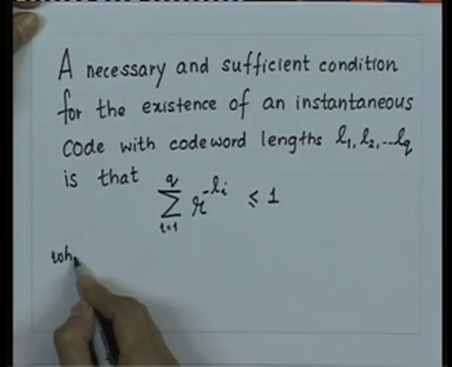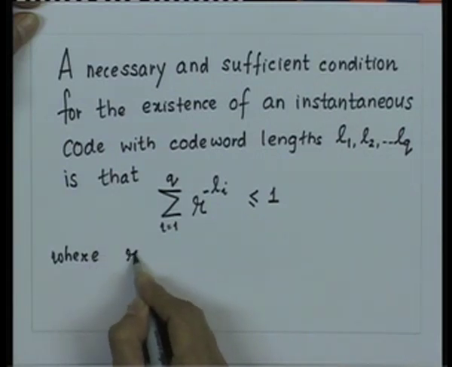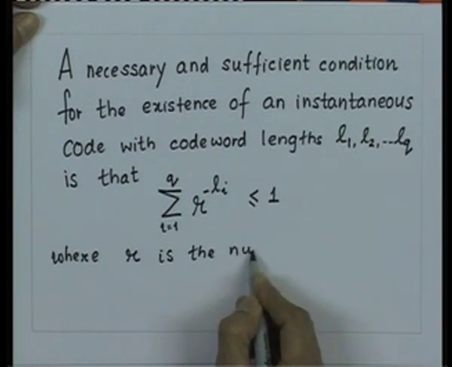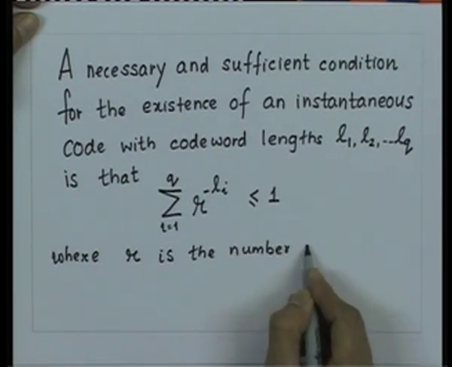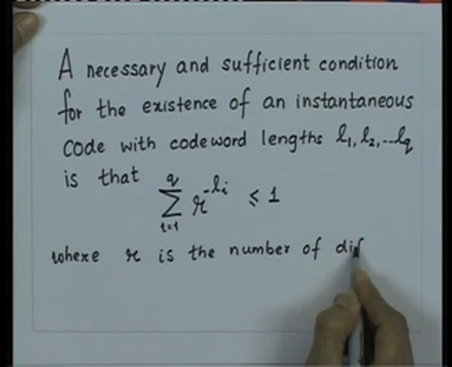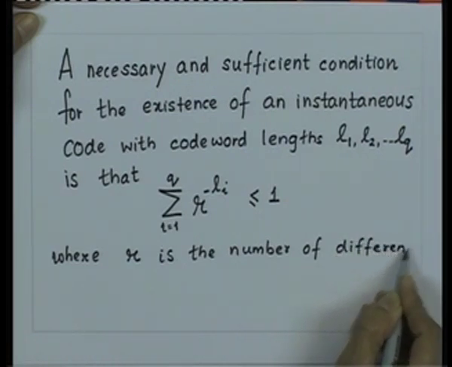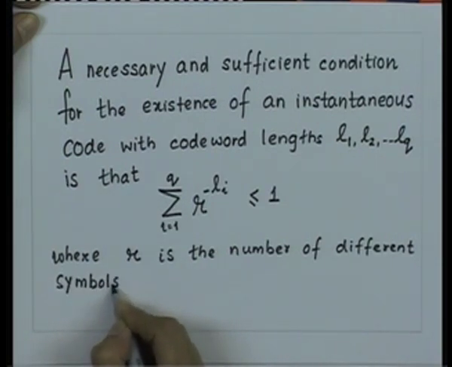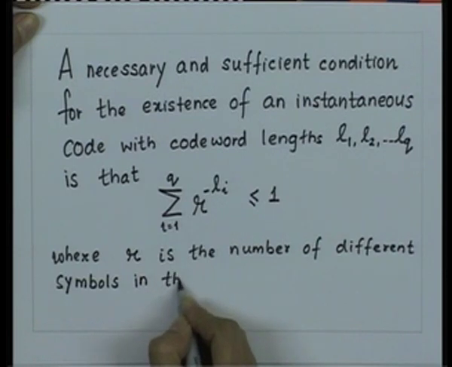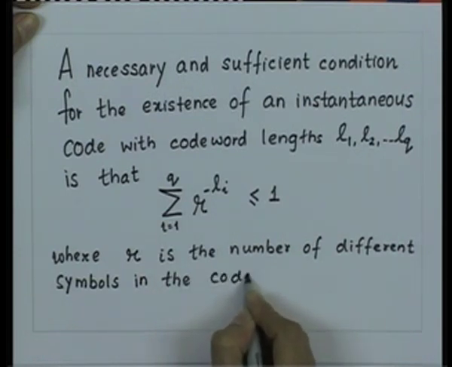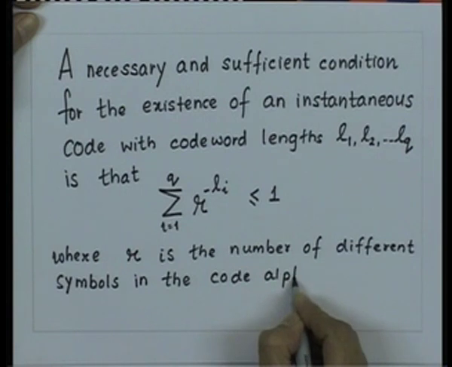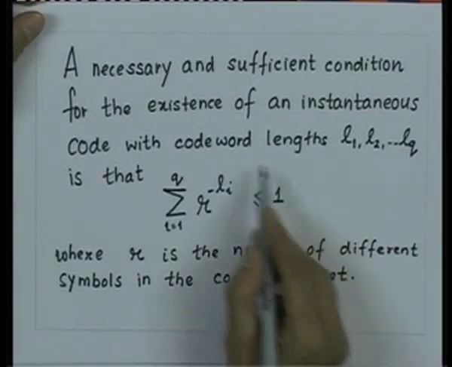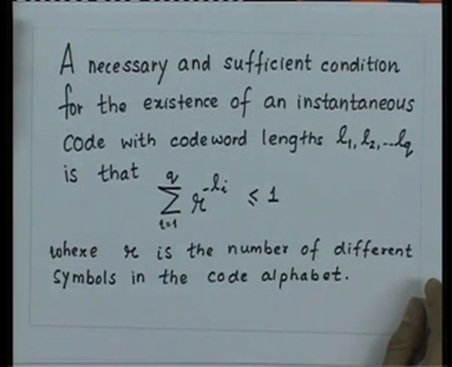where R is the number of different symbols in the code alphabet. So, this is the Kraft inequality.